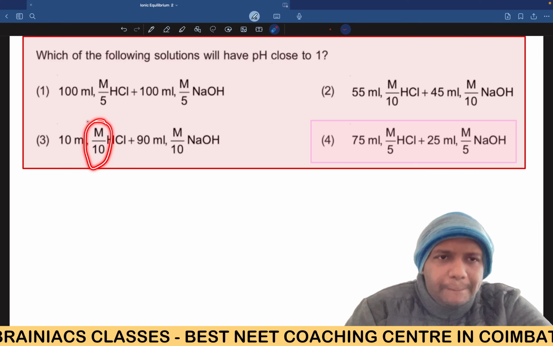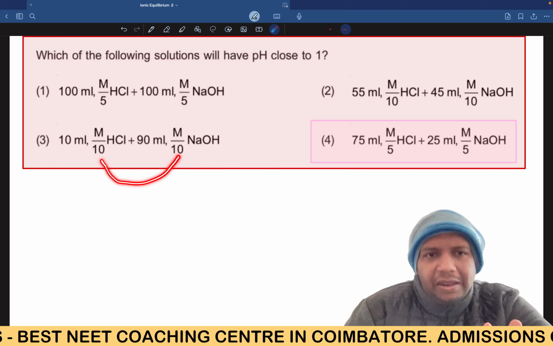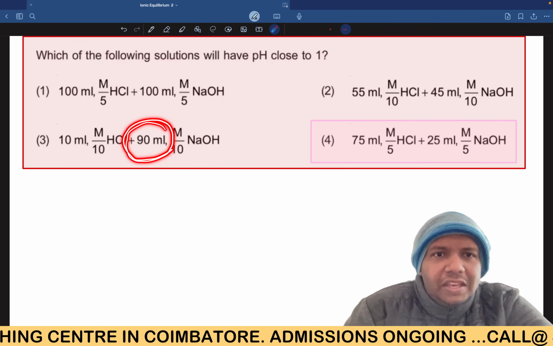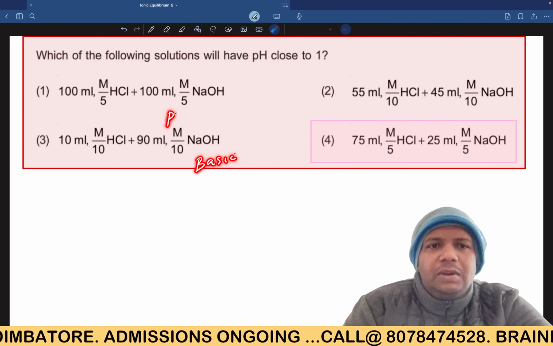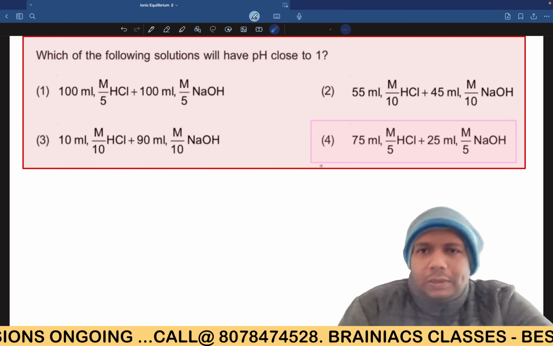Now let us check the third one. The third one has M by 10 and here M by 10. Both strengths are remaining the same, but here the volume of base is very high. So I can say this would be basic in nature, and surely it will have a pH value greater than 7.